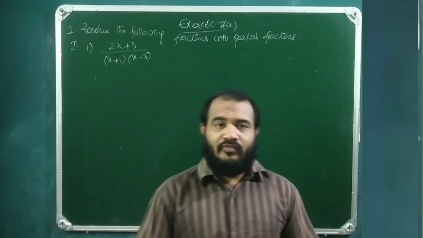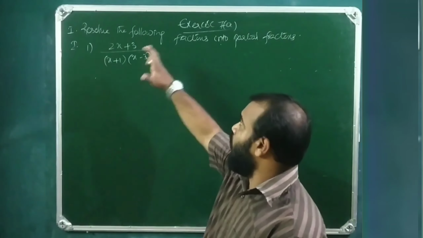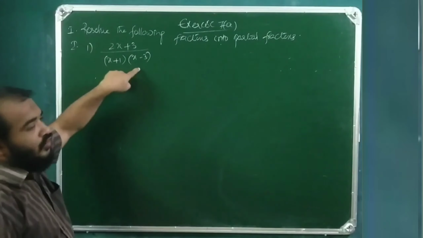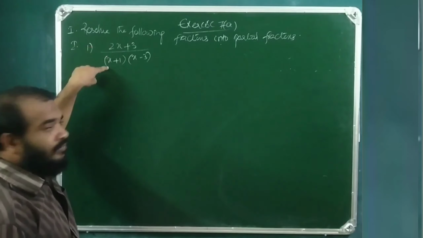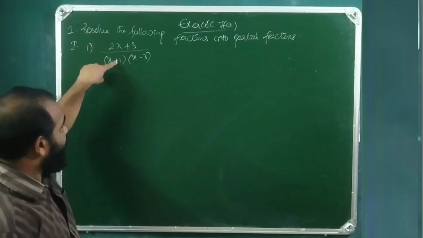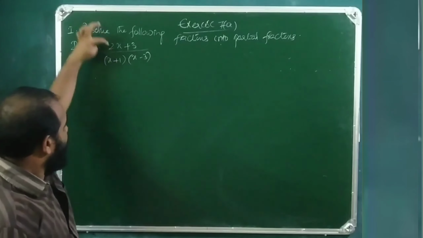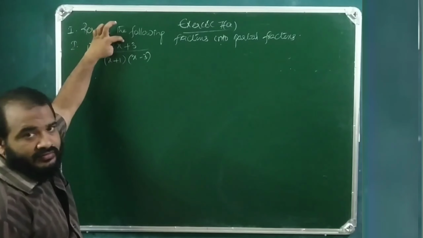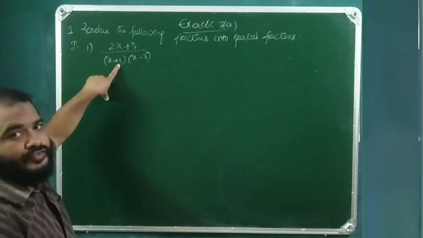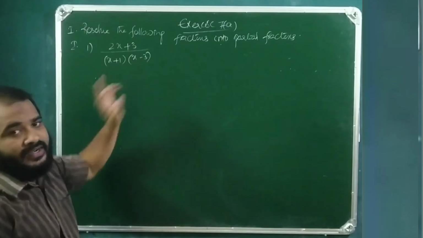So based on the concept that we have discussed so far, let us start the first problem from exercise 7A. 2x plus 3 by (x plus 1) into (x minus 3). First of all, this is a fraction f of x by g of x, where f of x and g of x are two polynomial functions. The degree of the numerator is x power 1, and the degree of the denominator is x power 2. Degree of f of x is less than degree of g of x. And the denominator contains two non-repeated linear factors.